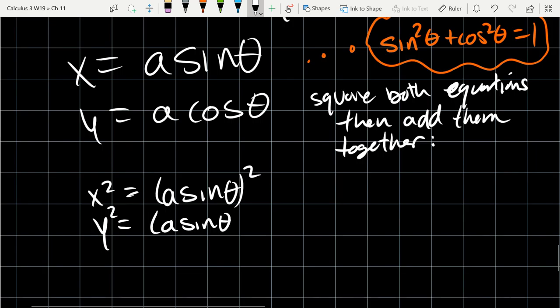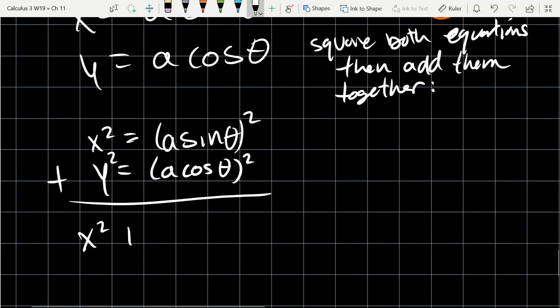Make sure you're squaring both sides of the equations, not just the trig side. All right, now we're going to add them together. So the rest kind of follows along with regular elimination. We just did an operation to each equation before we added them together.